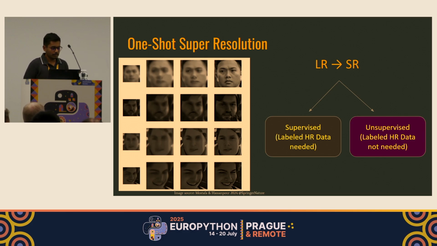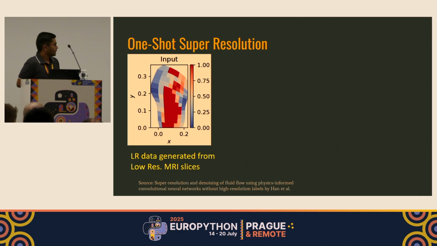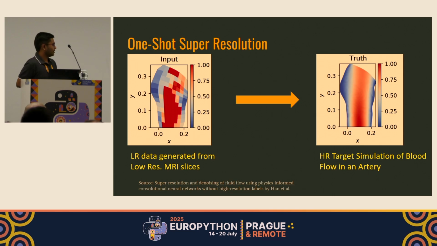So I want to share this study. In this study, the researchers had very, very low resolution data of flow of blood through the artery. And as you can see, it is very low resolution. Hardly anything is visible from this data. And researchers wanted something like this, which is a very clear high resolution simulation of blood flow in an artery.